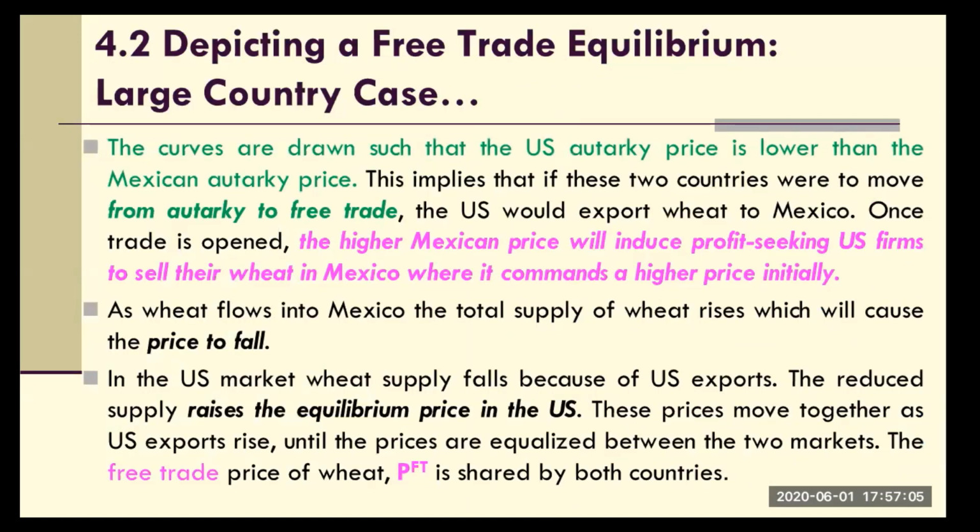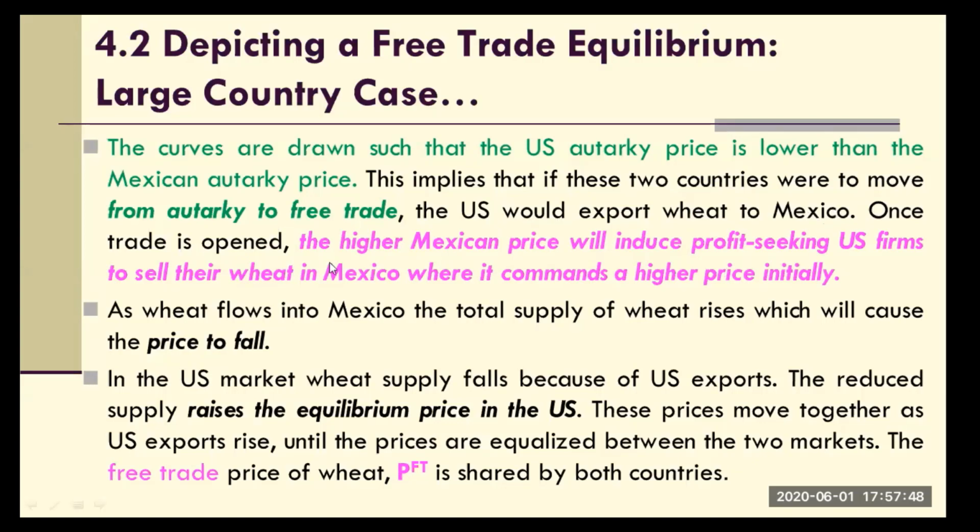The curves are drawn such that the US autarky price is lower than the Mexican autarky price, as we have already seen from the diagram. Their autarky equilibria are different because the US autarky price is lower, which indicates that the price is cheaper in the US. This implies that if these two countries move from autarky, just local demand and local supply, to free trade, then the US would export wheat to Mexico.